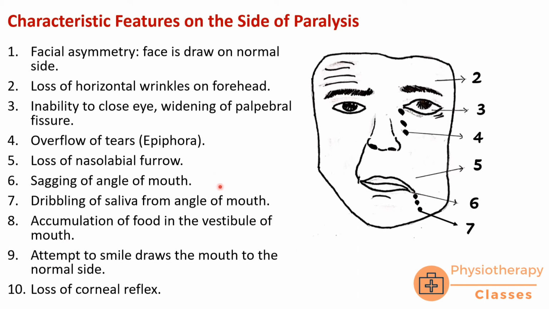So let me revise the lower ones here. Loss of nasolabial furrow, sagging of angle of mouth, dribbling of saliva from angle of mouth, accumulation of food in the vestibule of mouth. When a person tries to smile, the angle of the mouth will be drawn towards the normal side, and loss of corneal reflex.